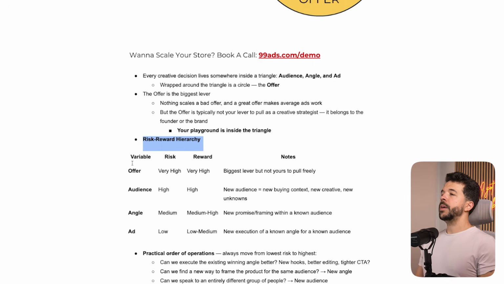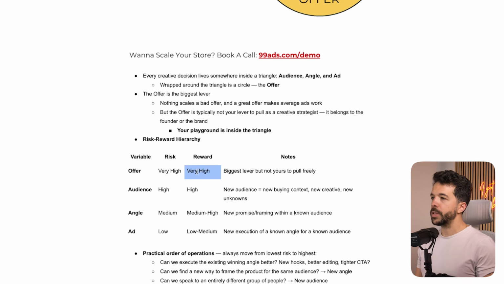What do I mean? The offer is a very high risk, very high reward type of variable, which means that opening up a new winning offer is very hard. It's going to lead you to spending a lot of money. But if you do that, the reward is going to be very high, which means that you're going to be able to spend so much more ad spend on a new offer that makes it, again, the biggest lever that you can pull.